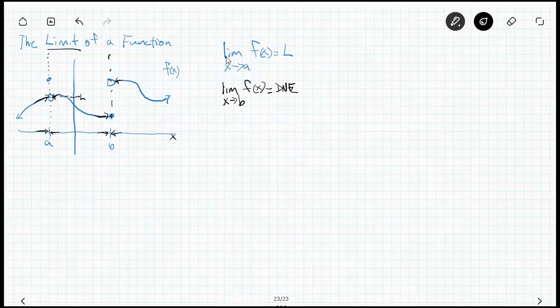Now, for B, I'm just screwed. My left finger and my right finger don't head for the same value. So it's super easy to determine that way. Now, that takes care of the overall idea of a limit, okay?